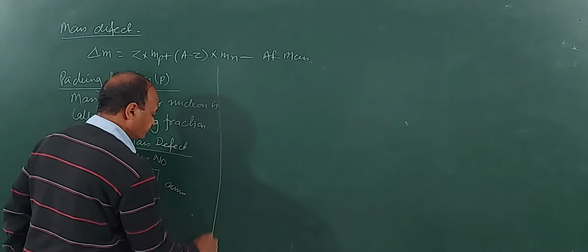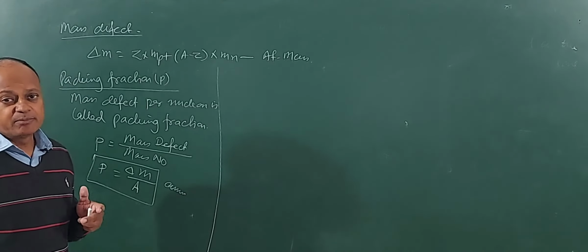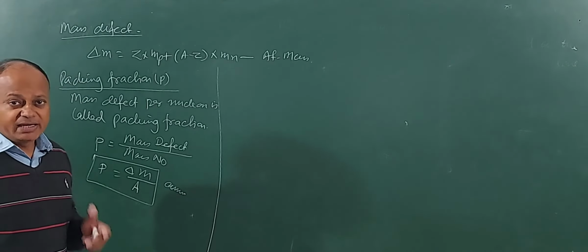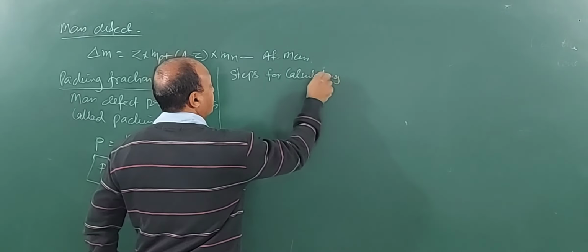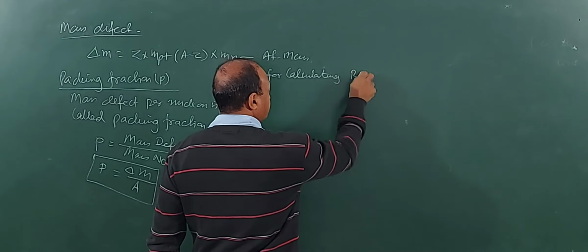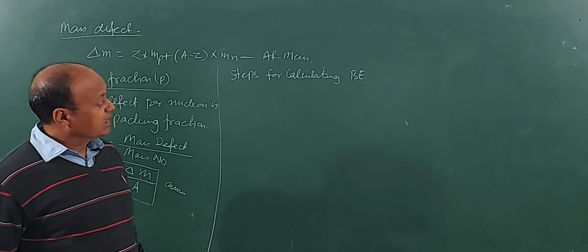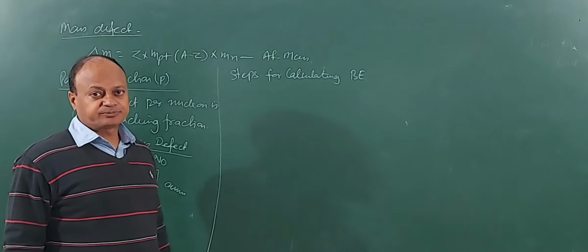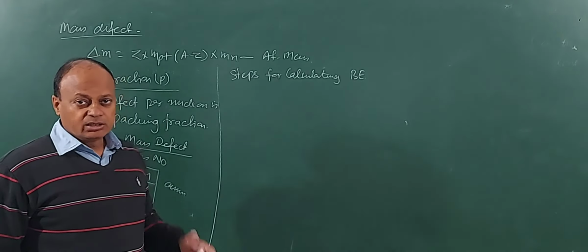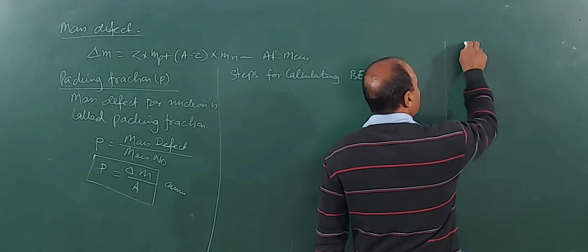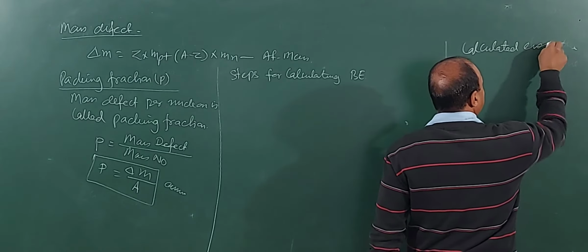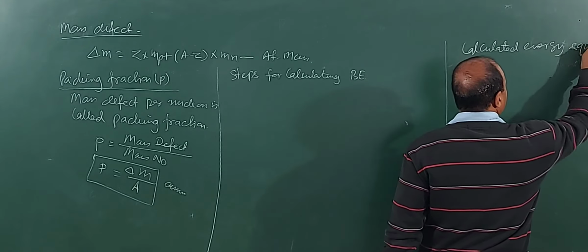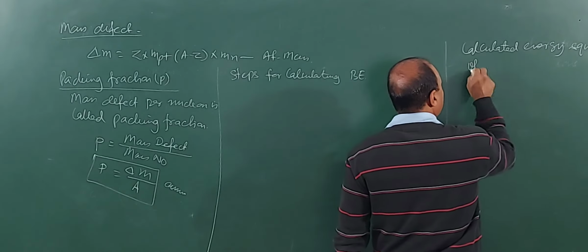Now, once you understand this, children, we'll understand how we calculate binding energy. Steps for calculating binding energy. Actually, binding energy is calculated by using the mass energy equivalence equation. Before you see the steps, here is a question. Calculate the energy equivalent of 1 AMU.